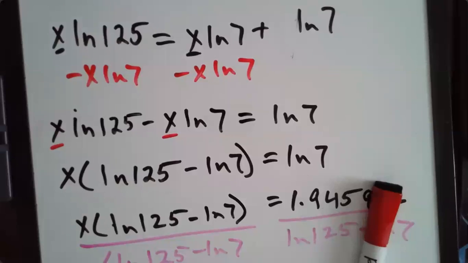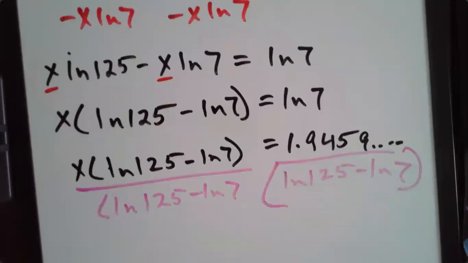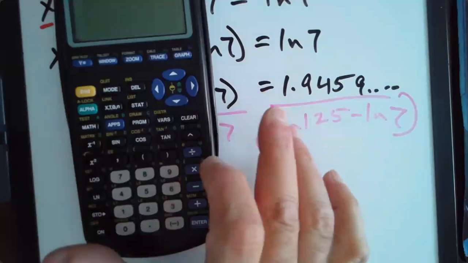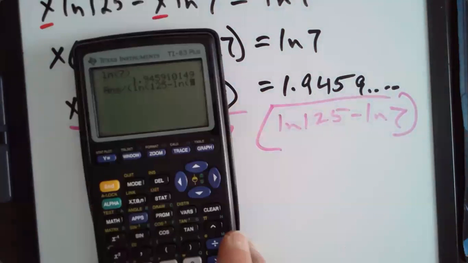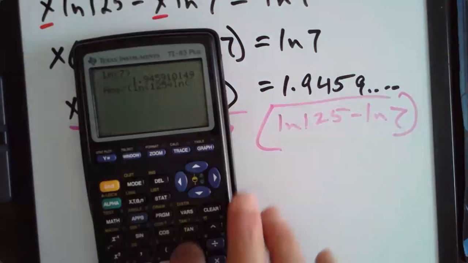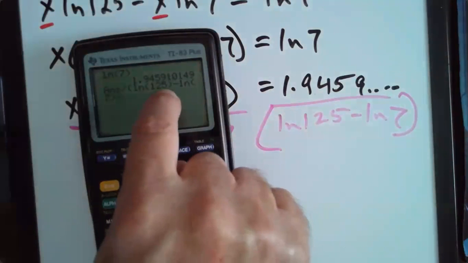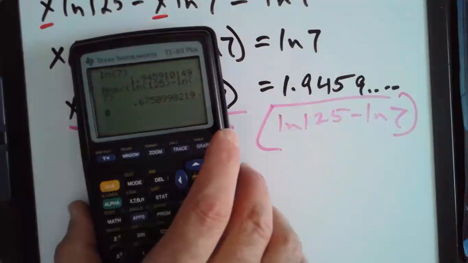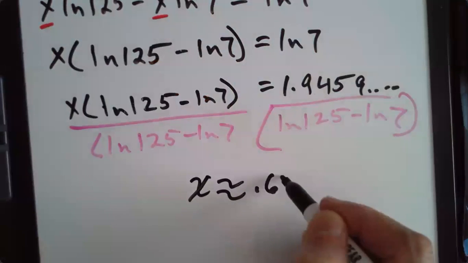All right, let's see how you did. So you've got to make sure that you use parentheses here. So you've got 1.945 divided by, in parentheses, natural log 125 minus natural log 7, and you've got to close the parentheses. That's why you always want to get in the habit of closing the parentheses, because if you don't, it's going to include the second half as part of this natural log. You hit enter, and you get 0.675. So your answer here, x, is approximately equal to 0.675, and that's our answer.